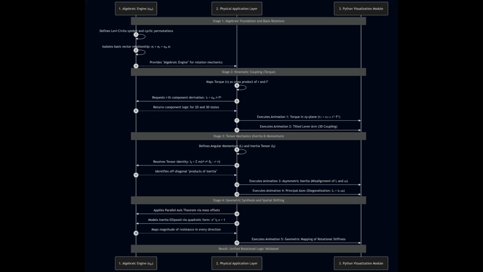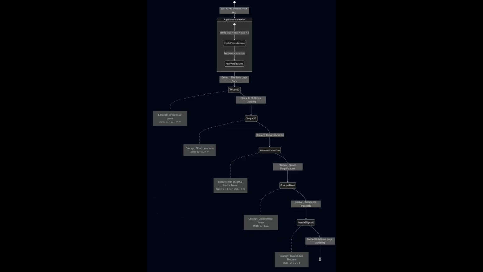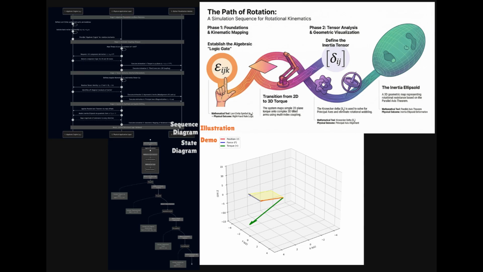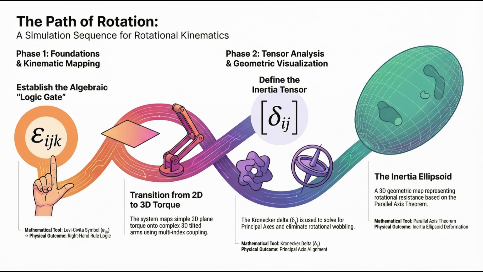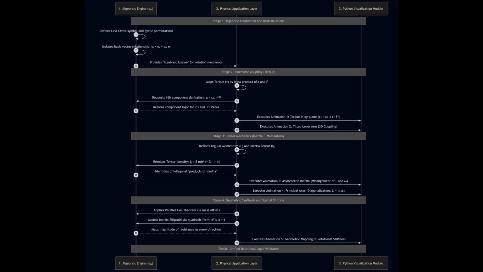This layer applies the engine to torque. It transitions the logic from 2D planes to 3D tilted arms, using a Python-based visualization to show multi-index coupling in real time. Tensor analysis. The flow moves into tensor mechanics, employing the Kronecker delta to define the inertia tensor. This stage simulates the physical wobbling of unbalanced masses before solving for the perfect alignment found in principal axes.